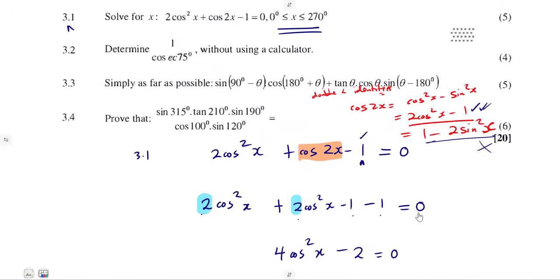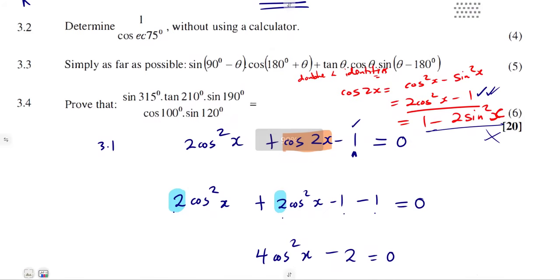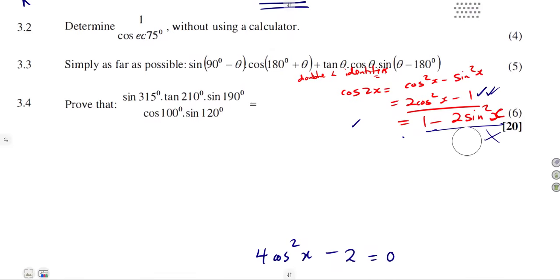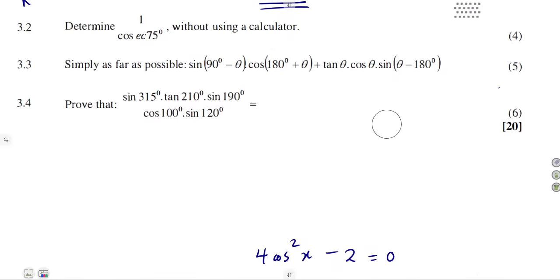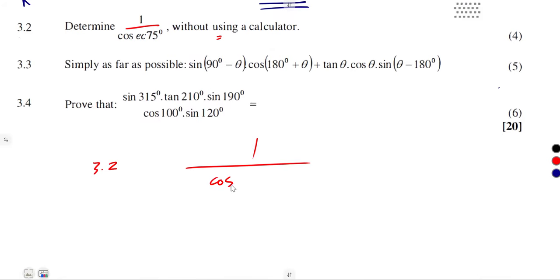And in 3.2, we are given to determine the value of 1 over the cosec of 75 degrees. And in doing so, you are not supposed to use a calculator. Without using a calculator, let's see. 1 over the cosec of 75 degrees. Remember, 1 over sine theta is the cosec of theta. So 1 over cosec is going to give us what? A sine. So this one is simply the sine of 75 degrees.